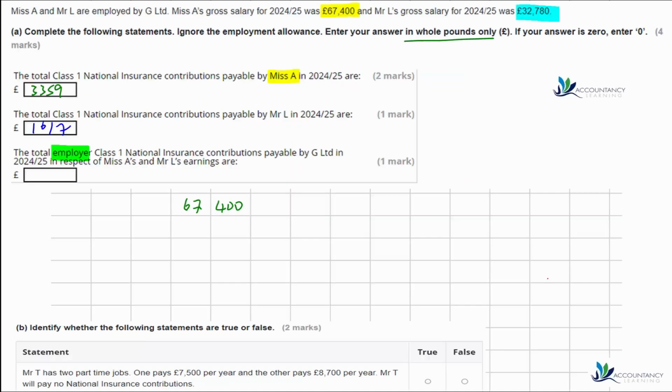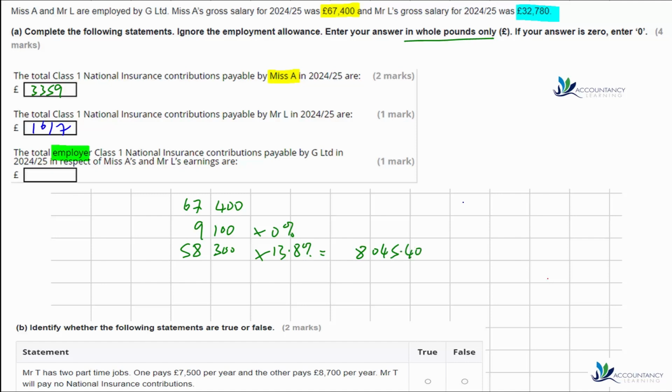So this is very similar to the last calculation we did. For Miss A, we've got the salary of 67,400. Of that, 9,100 has no national insurance to pay, and then everything above that would be at a rate of 13.8%. So if we take the 67,400, take away 9,100, that gives us 58,300, and that's going to be at 13.8%. So there is 8,045 to pay for that.